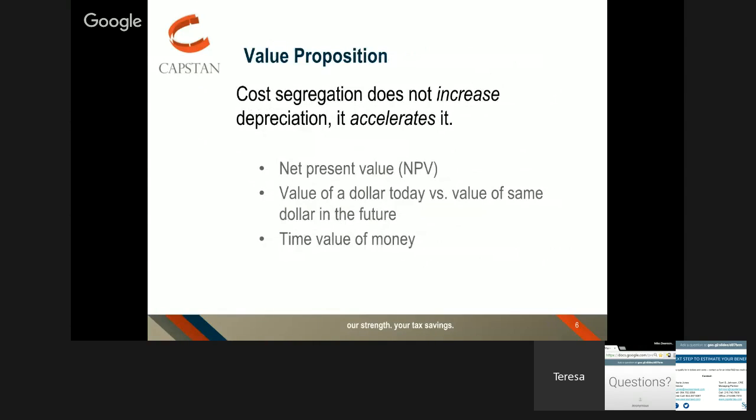So at the end of the day, the real advantage of doing this cost segregation study to support accelerating depreciation is that it's all about the time value of money. You're not increasing your depreciation, you're literally moving it forward. So it's a time value of money proposition. Would you rather have that money today or over a longer period of time?